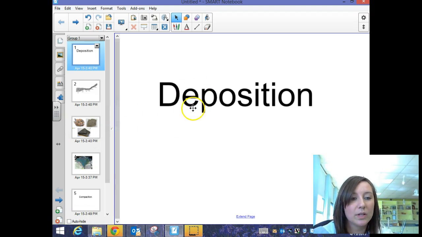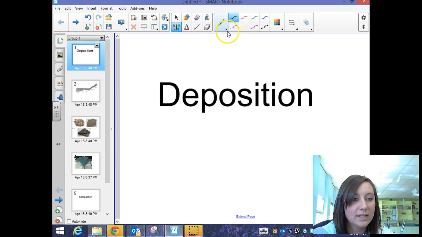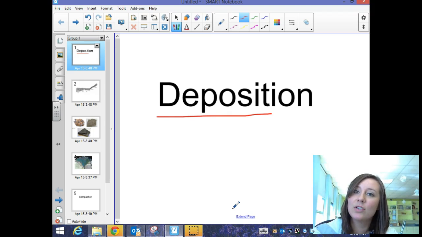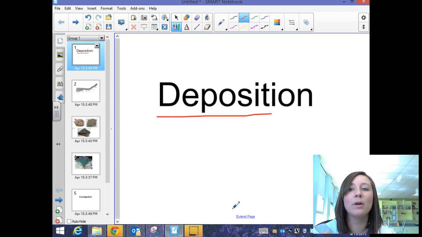So if we take a look at the word deposition, one way to really help you remember what deposition means, we've been talking about using word clues. You really want to think about the word deposit. When you think of deposit, a lot of people think of their checking account. This is really wishful thinking, but I'm going to say I'm going to go drop $5,000 into my checking account. The whole process of dropping, that's what deposition is.